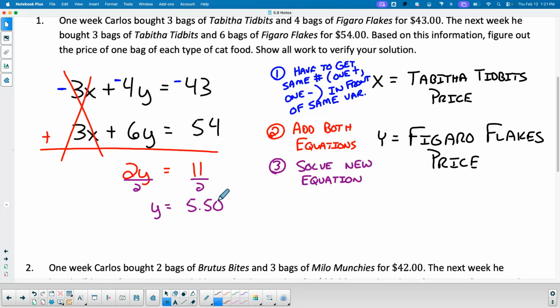Okay? So that tells me right now that Figaro Flakes costs $5.50 per bag. With me on that so far? Okay. Now this is kind of where elimination and substitution match back up. Now you're going to take this $5.50, and you're going to plug it back into one of your original equations and solve it for x.